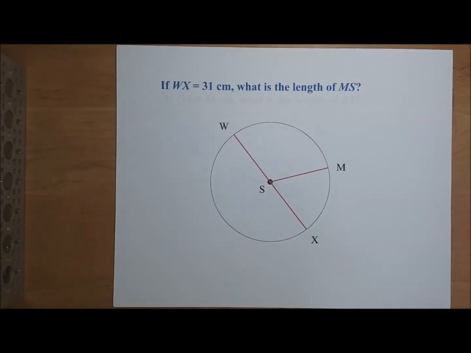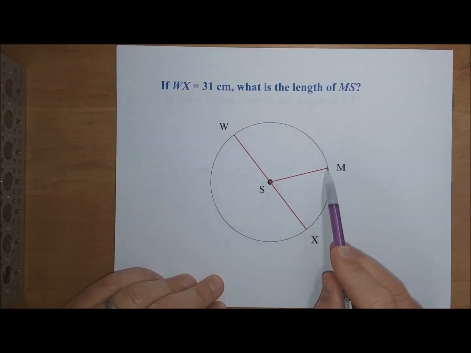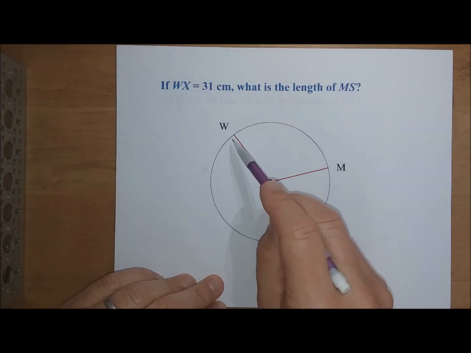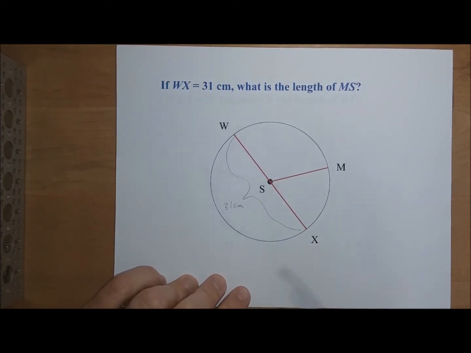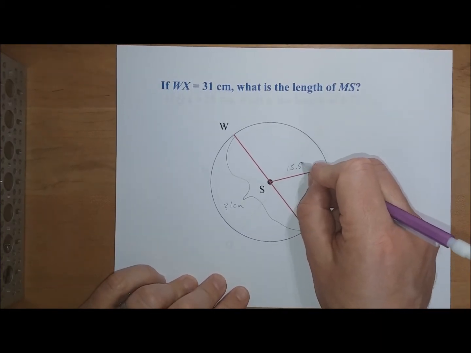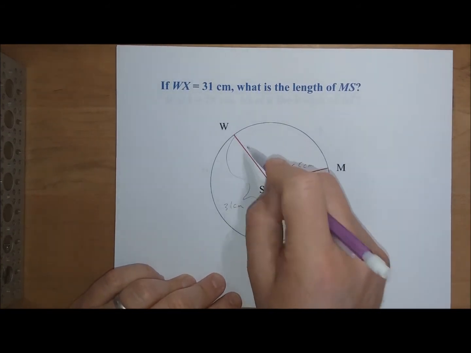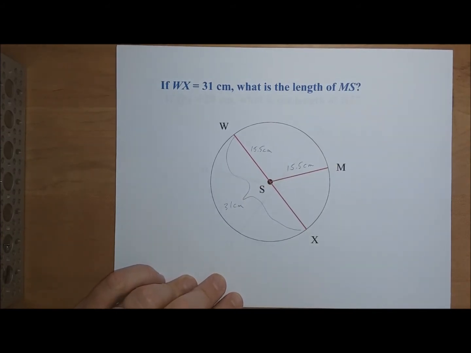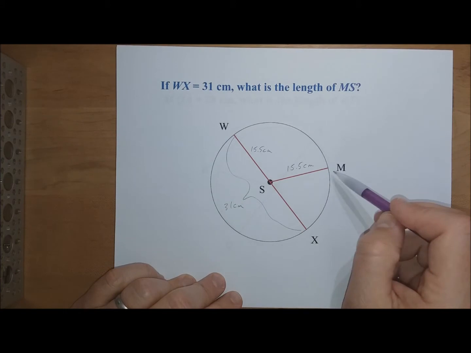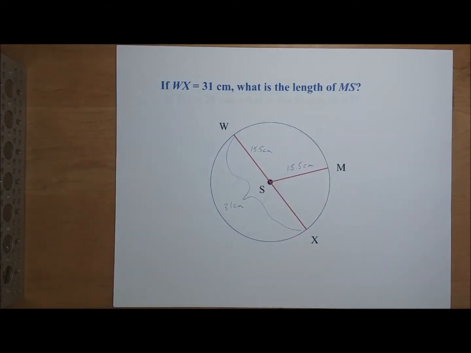All right, could we use that idea, the relationship between radii and diameters, to figure out if WX is 31 centimeters, could we find the length of MS? Okay, well, if this here is 31 centimeters and it's a diameter, MS looks like a radius, so it should be half of that. So this should be 15.5 centimeters. Notice, WS is a radius, so it's 15.5 centimeters, but every single radius in the circle will also be 15.5 centimeters. Try another one like that.